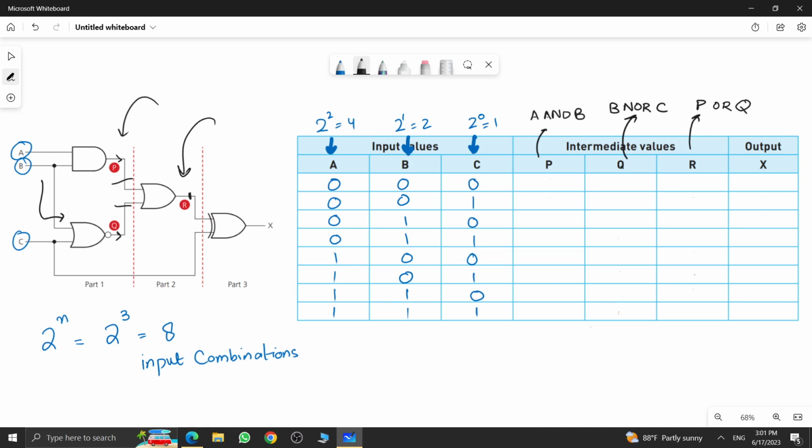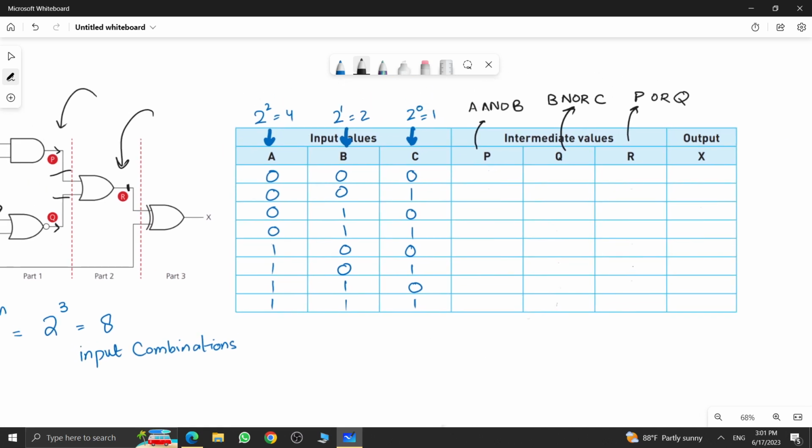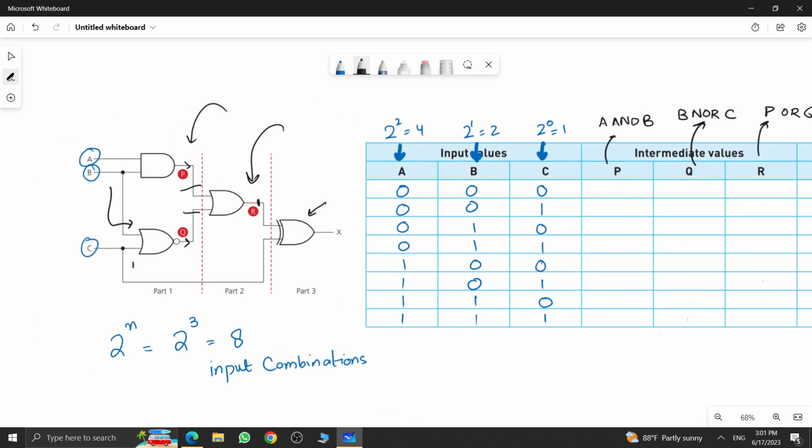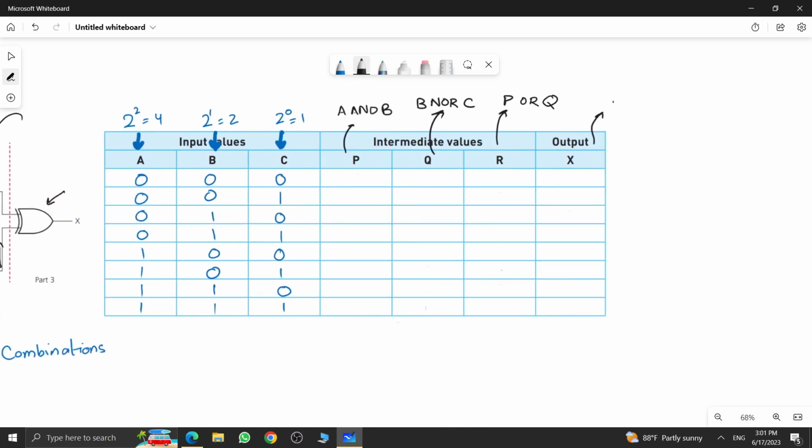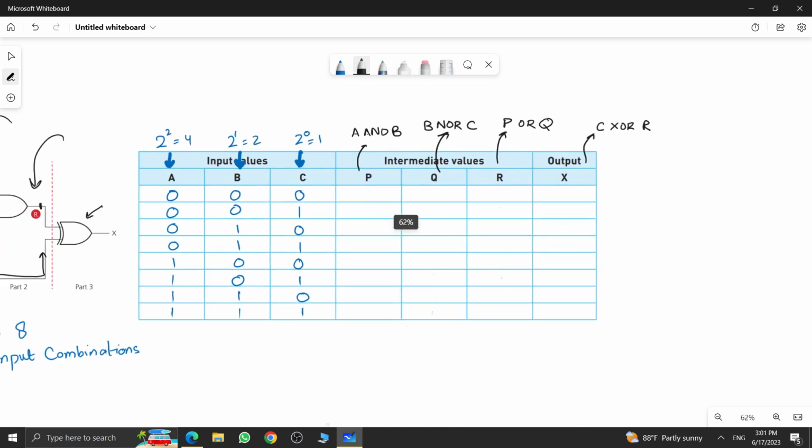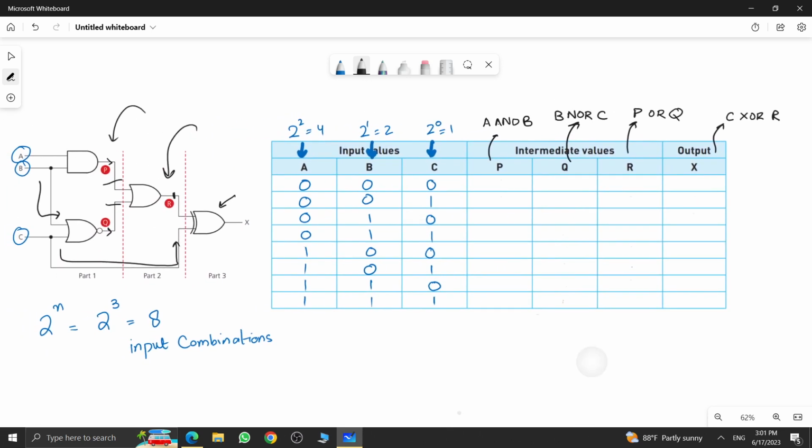Now, for the final output, it is an XOR gate. Look over here, this XOR gate takes one input as C and the other input is R. So if I write it is C XOR R, it will not be wrong. So this is what you have to do actually. You will be filling this P, Q, R and X according to the functions that are applied on it. So starting with the first one, that is the P column.